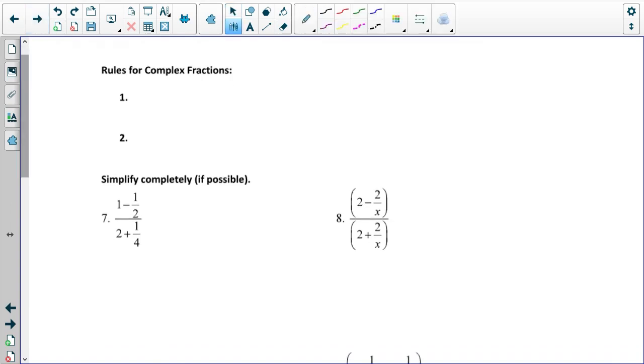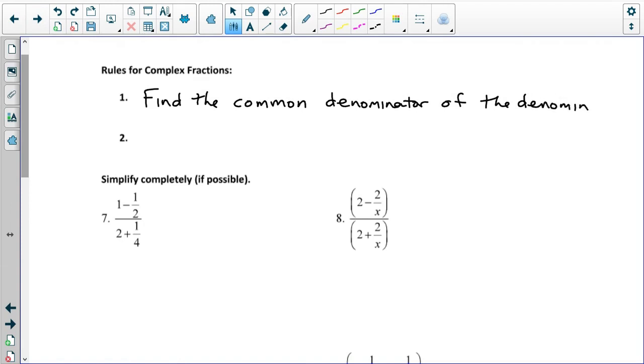Complex fractions have two rules. Basically, what you want to do is find the common denominator of the denominators, and then after you do that, multiply through by that common denominator. And then once you multiply through by the common denominator, then you want to cancel as much as possible.